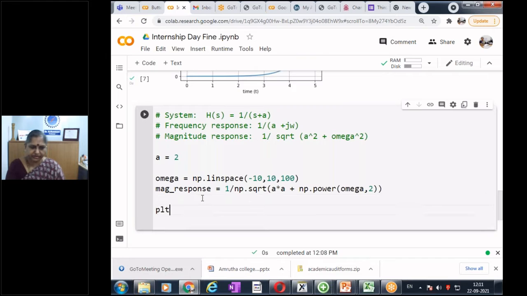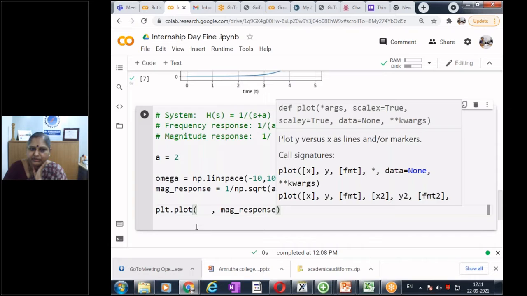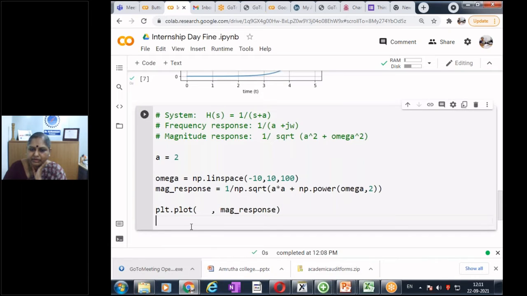And then what should I plot? plt dot plot, something versus magnitude response. What should I put here? I am plotting omega versus magnitude response. And yes, thank you, Pankaj. So let us run and see whether we get the result.